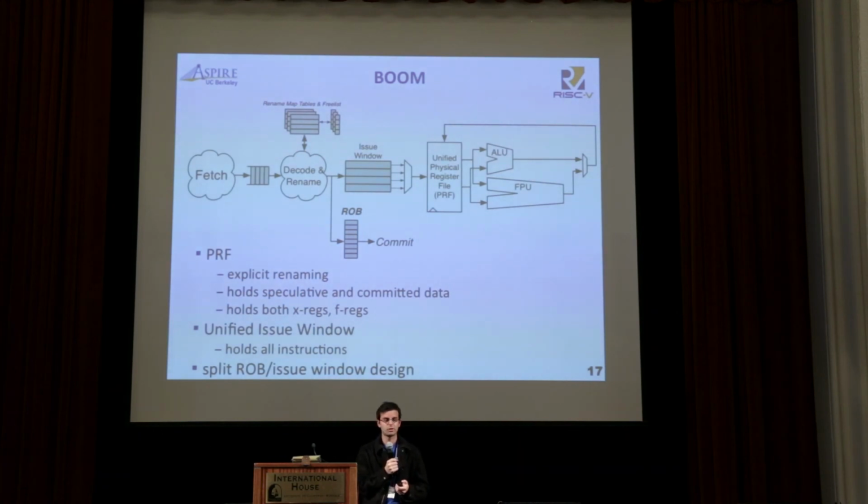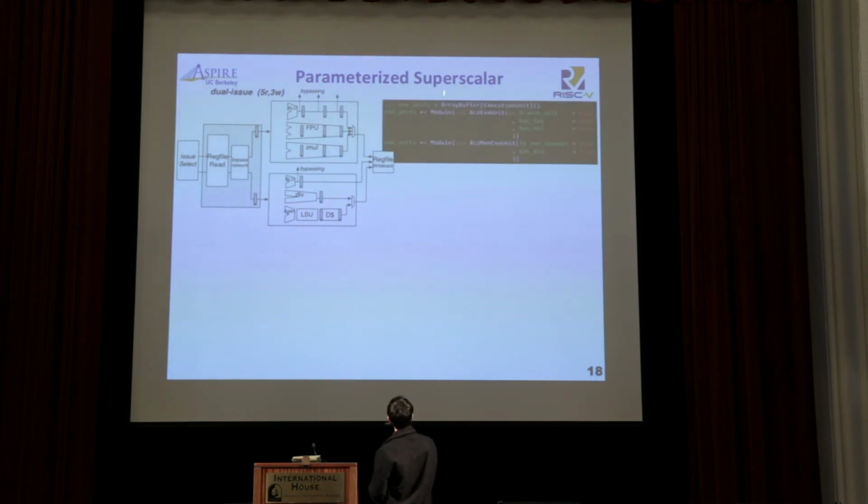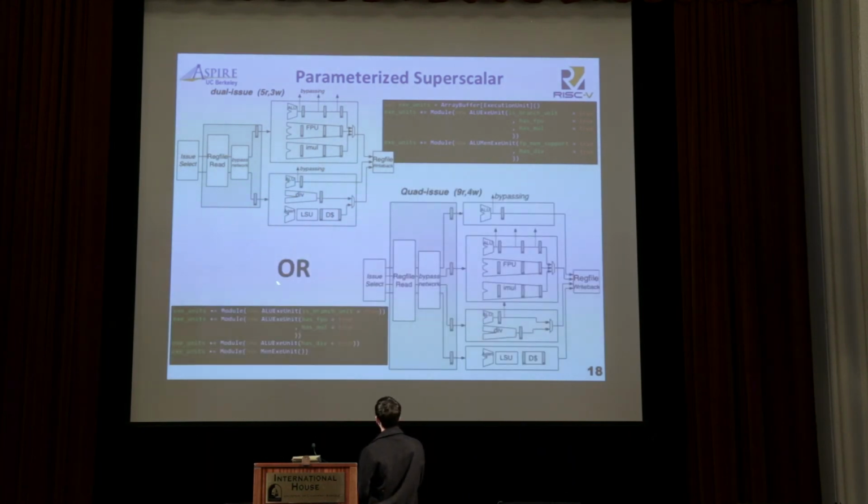There are different choices you can make in a design, but these are the choices that I've made. Boom is a parameterized superscalar. So this is a dual issue. This is ALU, floating point, integer multiplier. Here's the other side with the load store unit and a divider. And that actually is 3 lines of code. So the execution units is an array buffer, and I just do plus equal, instantiate a new module, and tell it what function units it has. And if I want the second unit, I just do another plus equals, instantiate a new thing. So to go from a 2 issue to a 4 issue is just another 2 lines of code. That's pretty awesome.